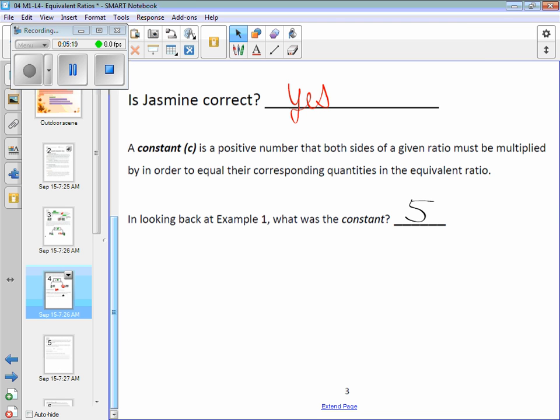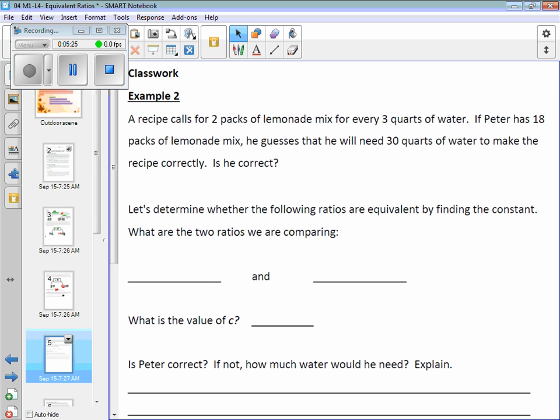Let's go on to example 2. Same thing. Read it quietly to yourself. Get the gist. Okay, let's pick up where we left off. What is the ratio that they give you?